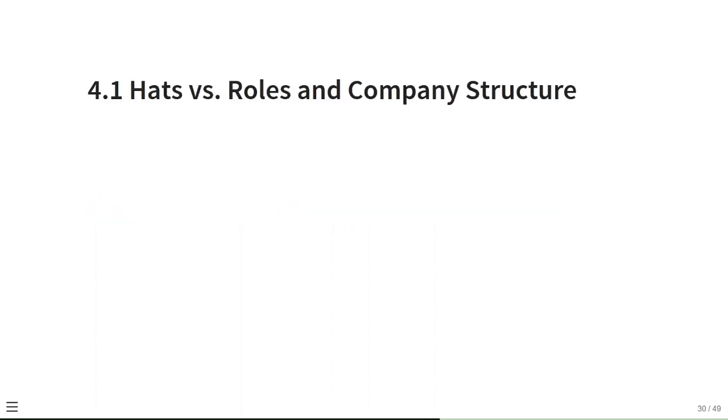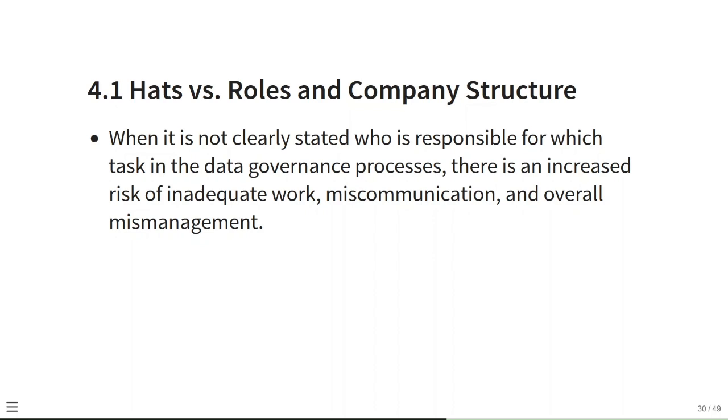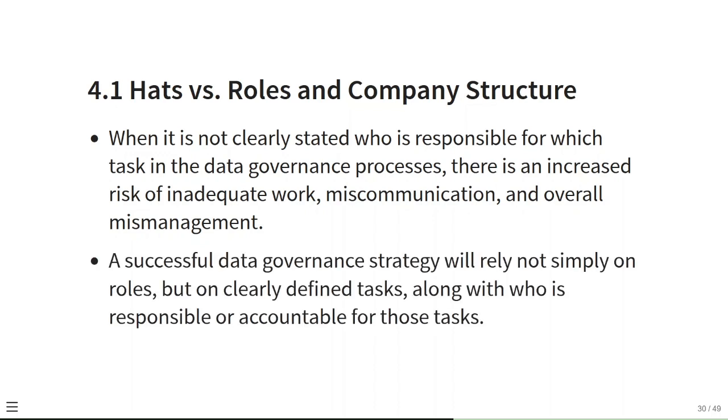People and processes together. When it is not clearly stated who is responsible for which task in the data governance processes, there is an increased risk of inadequate work, miscommunication, and overall mismanagement. A successful data governance strategy will rely not simply on roles, but on clearly defined tasks, along with who is responsible or accountable for those tasks.